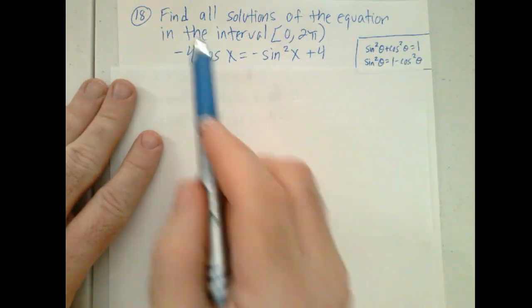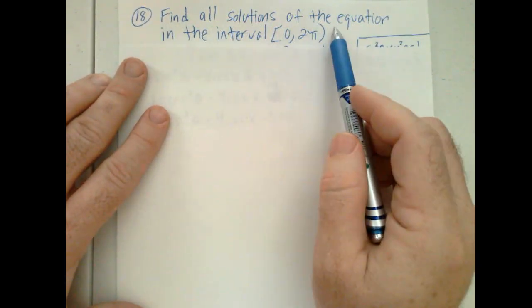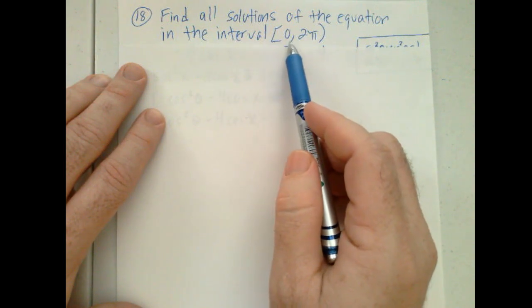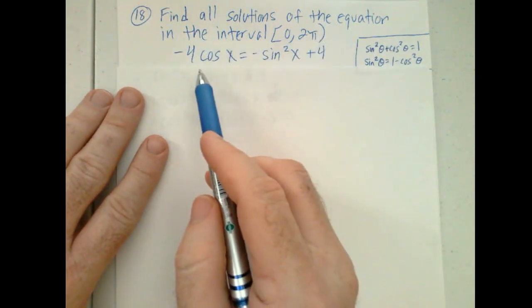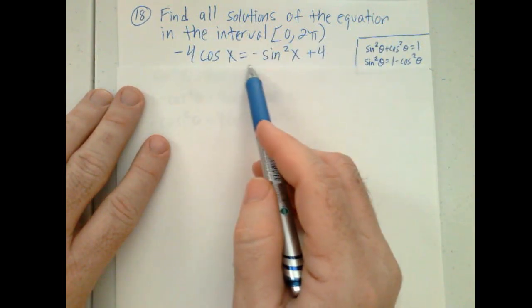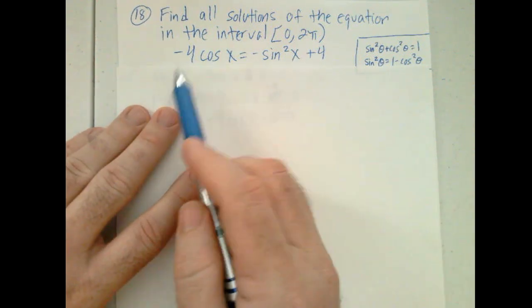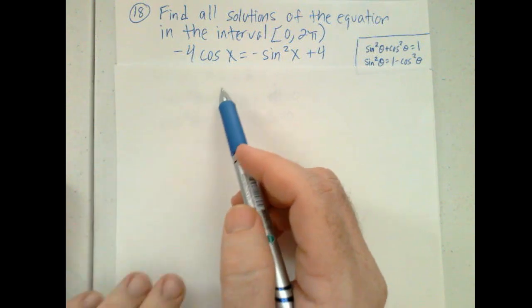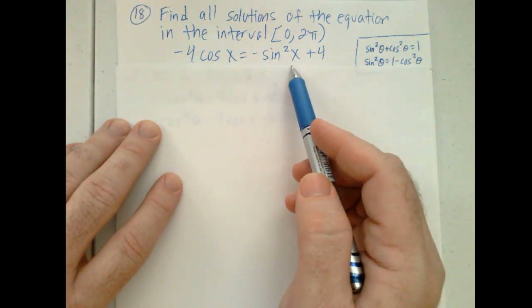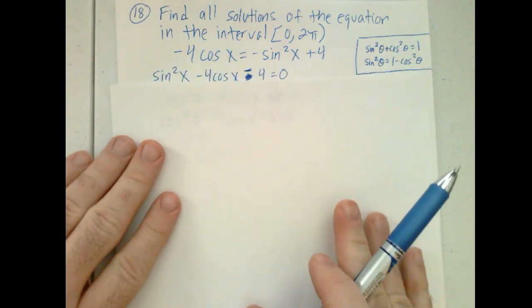So we have number 18 here. Find all solutions of the equation in the interval 0 to 2 pi. So our equation is negative 4 cosine x equals negative sine squared x plus 4. So what we're going to do is get everything on the left side of the equation by adding sine squared x to both sides and subtracting 4 from both sides.